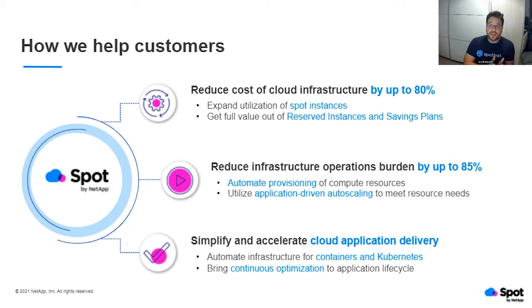The second thing is that we reduce the infrastructure operation burden dramatically. So we do that by automatically provisioning the compute resources, and our application-driven auto-scaling features allow that as well. And also, we simplify and accelerate your cloud application delivery. So we make things much simpler for containers and Kubernetes, and we also provide SLA for the usage of your infrastructure. So at the end of the day, you'll be able to utilize excess capacity backed with SLA, making sure that you have the availability for the best cost, for the best price possible.